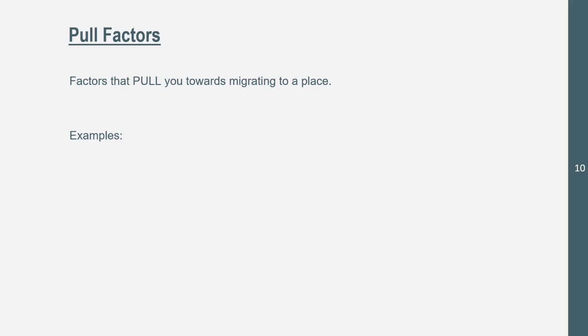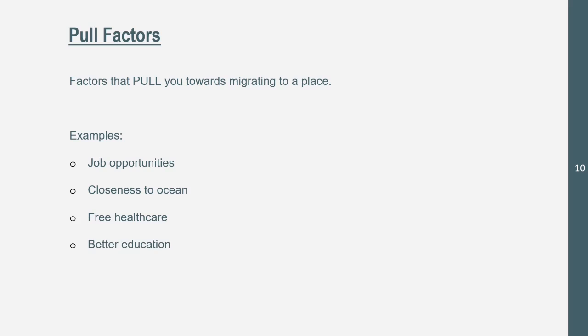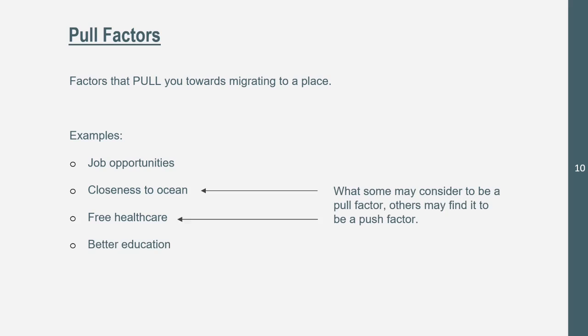Now we have pull factors, which is the opposite of push factors. These factors pull you towards migrating to a place. Some examples are going to be job opportunities, closeness to the ocean, free healthcare, better education. Now these two, closeness to the ocean and free healthcare, what some may consider to be a pull factor, others may find it to be a push factor.